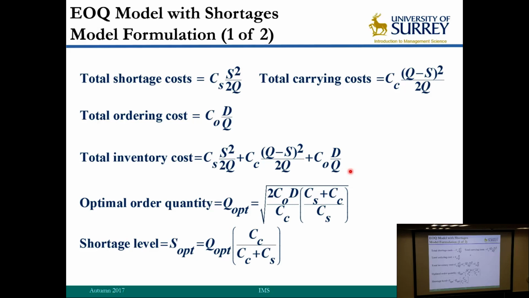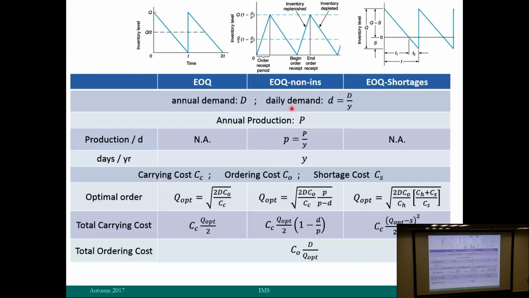If we allow some shortages, apparently the scenario is much more complicated than before. So this is the total summaries for 3 cases: EOQ, EOQ with non-instantaneous receipt, and EOQ with some shortages. For all the cases, the annual demand is the same, daily demand is the same, the annual production is the same. For EOQ, we don't have any daily productions because we don't consider that. So this is one of the assumptions for EOQ.